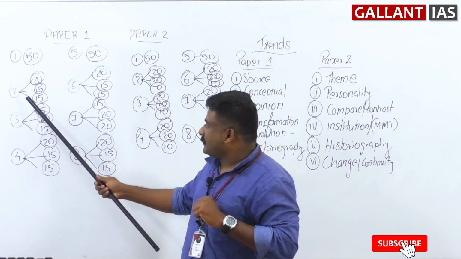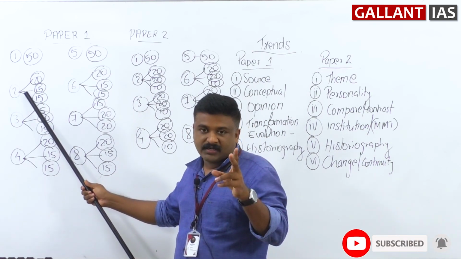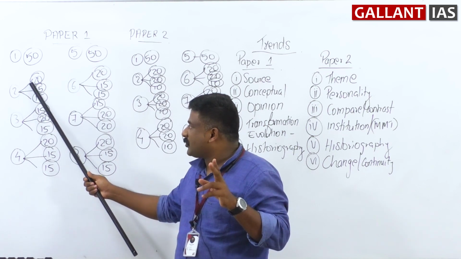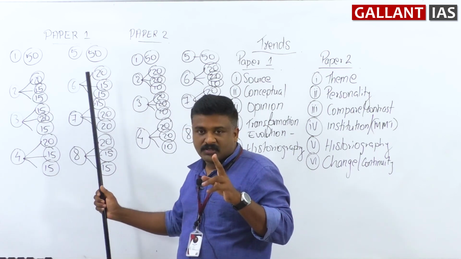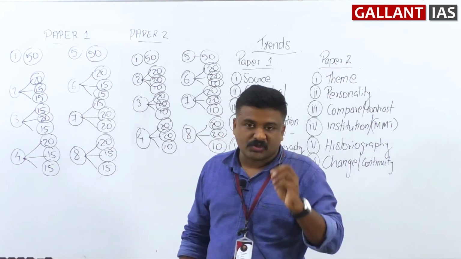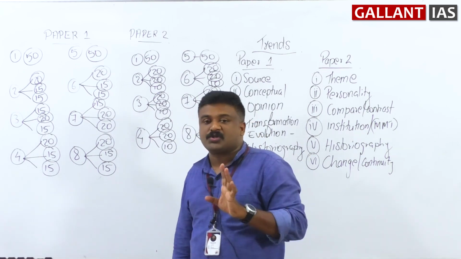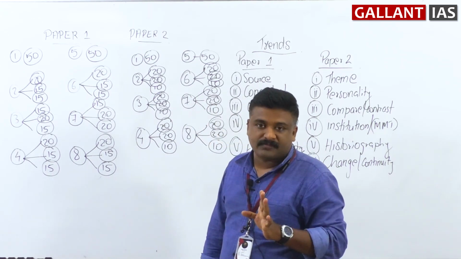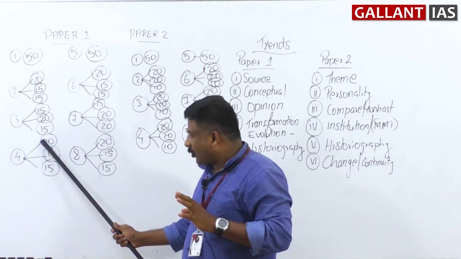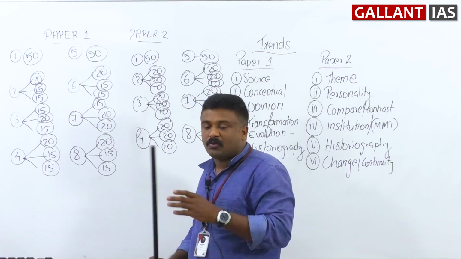Every question number will have 3 questions. Question number 2 means it will have 3 questions, carrying 20 marks, 15 marks, 15 marks. Every question number carries 3 questions, and all the 3 you have to attempt. If you are attempting question number 2, all the 3 you have to attempt. If it is question number 4, all the 3 you have to attempt. If it is question number 8, all the 3 you have to attempt.